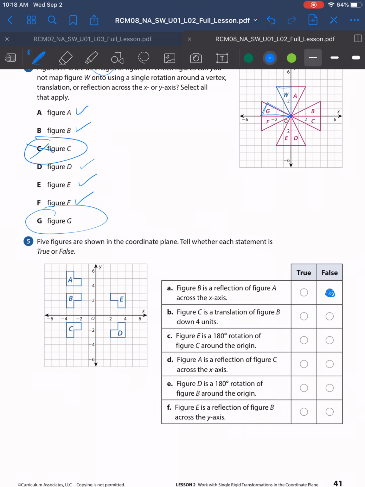Okay, figure C is a translation of figure B 4 units down. So here's figure C, here's B, and did B go 4 units down to get to C? So let's start from this corner and go to this corner. 1, 2, 3, 4. Yes, that one works.